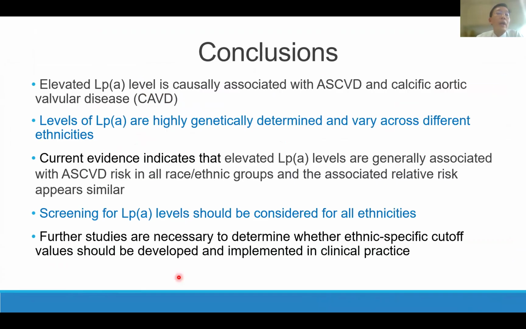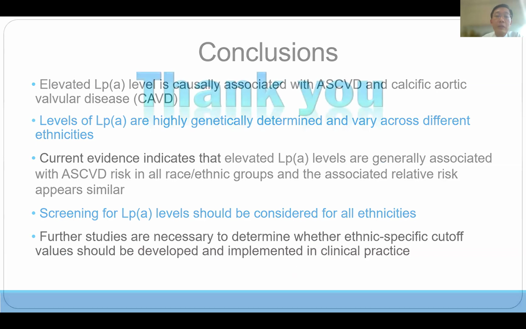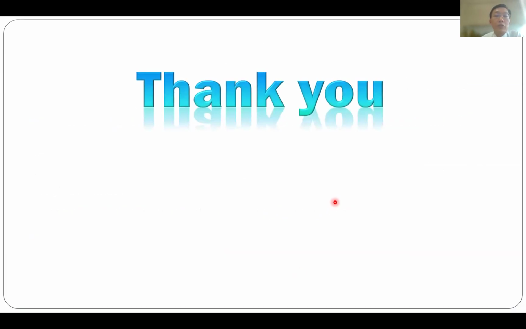So in conclusion, elevated Lp(a) level is causally associated with ASCVD and calcific aortic valvular stenosis. Levels of Lp(a) are highly genetically determined and vary across different ethnicities. Current evidence indicates that high Lp(a) is generally associated with ASCVD risk in all ethnic groups, but the relative risk appears to be similar. Therefore, screening for Lp(a) levels should be considered for all ethnicities, and further studies are necessary to determine whether ethnic-specific cutoff values should be developed and implemented in clinical practice. Thank you very much for your attention.